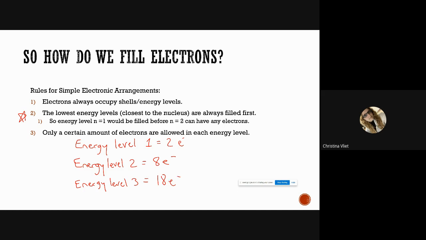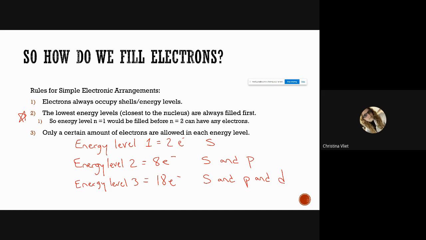In energy level 1, we have what's called the S sublevel, and this only holds S. Energy level 2 has an S sublevel and it has a P sublevel. Energy level 3 has S and P and D. We're going to go back over these sublevels shortly, but this is the reason.